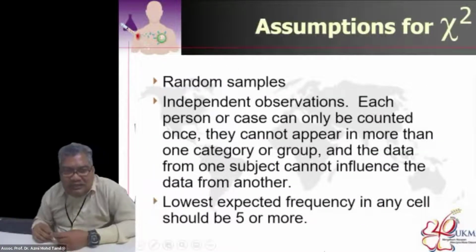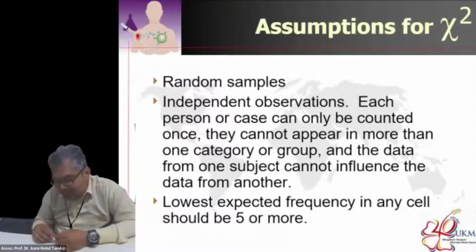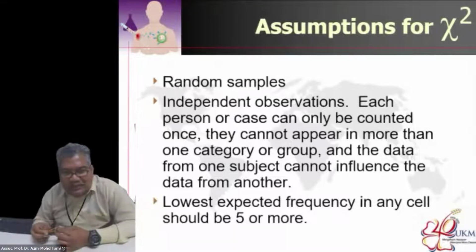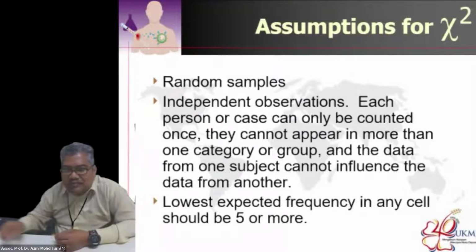There are some assumptions that you have to fulfill to do a chi-square test. The samples should be random samples. They are independent observations. What is the meaning of independent observation? They cannot be counted twice. If you are male, you only have to be counted for male only. You cannot be counted for both male and female.